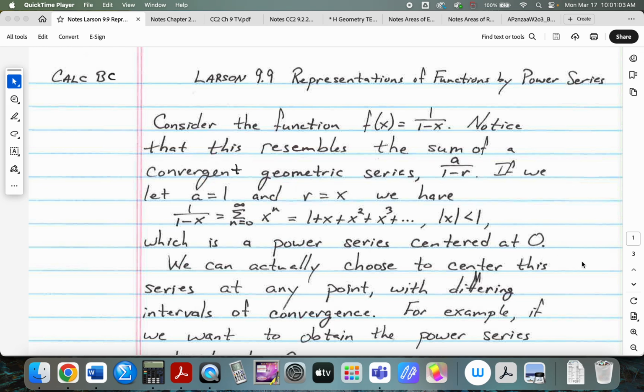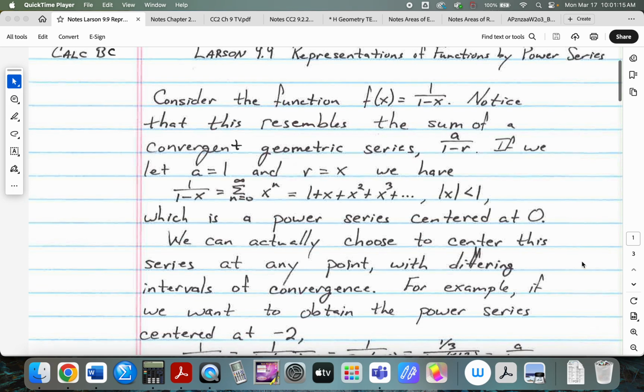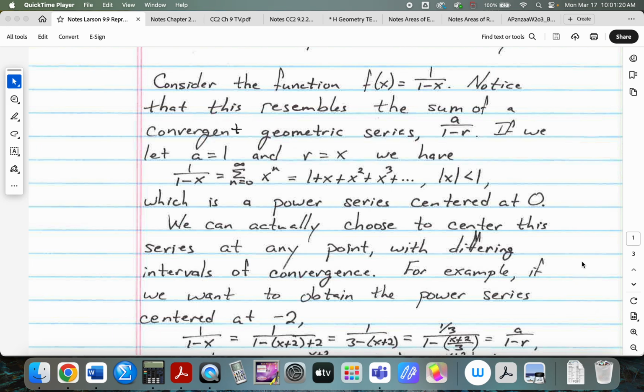Now, you can actually choose to center this series at any point with differing intervals of convergence. For example, let's say we wanted to obtain the power series centered at x equals -2. There are a couple of things that you have to do. We're going to need to replace this x with x plus 2. When we do that, we have subtracted 2, so we have to add a 2 on so that it retains its same value, so that these are equivalent. So combining the like terms, then we have 1 over 3 minus x plus 2.